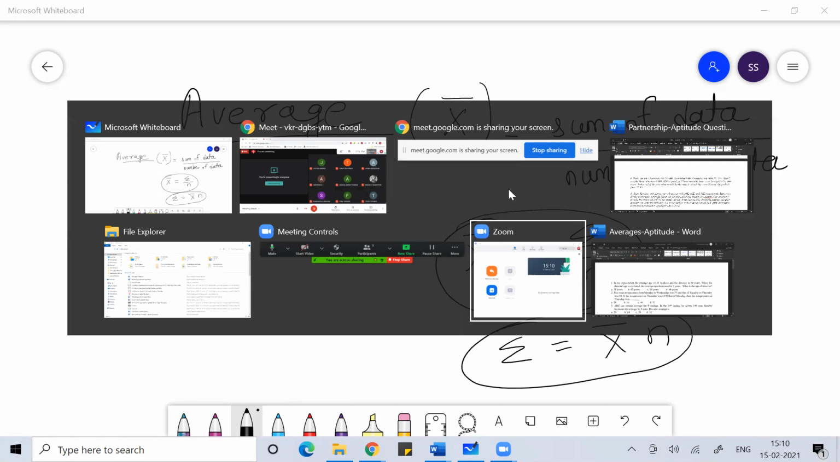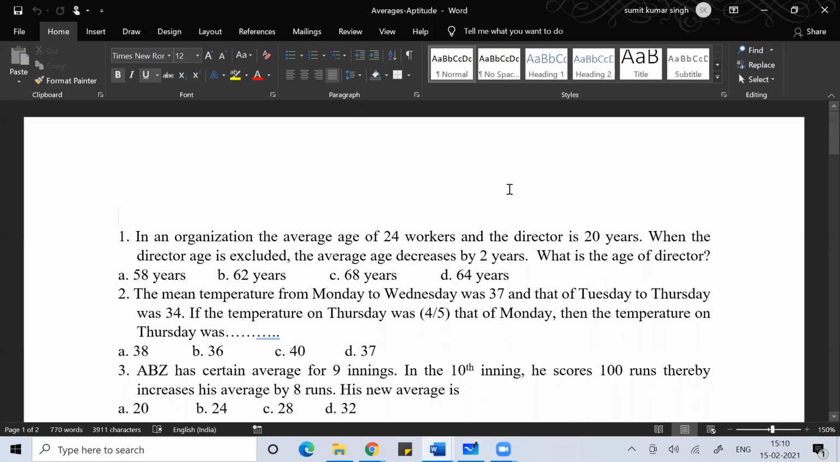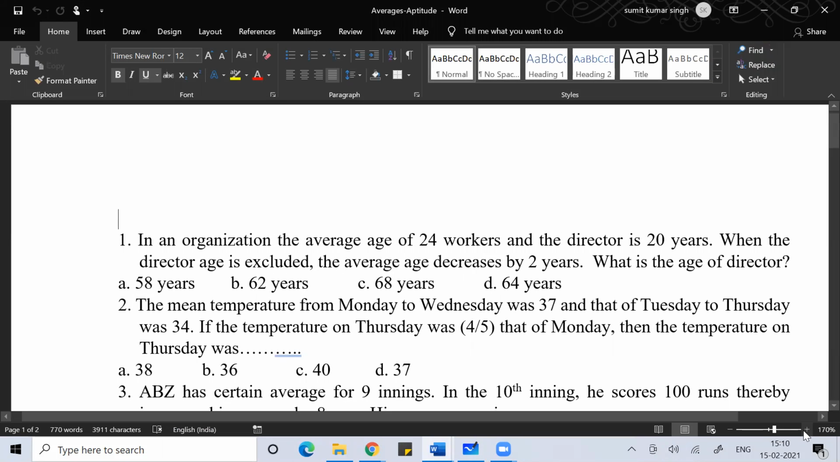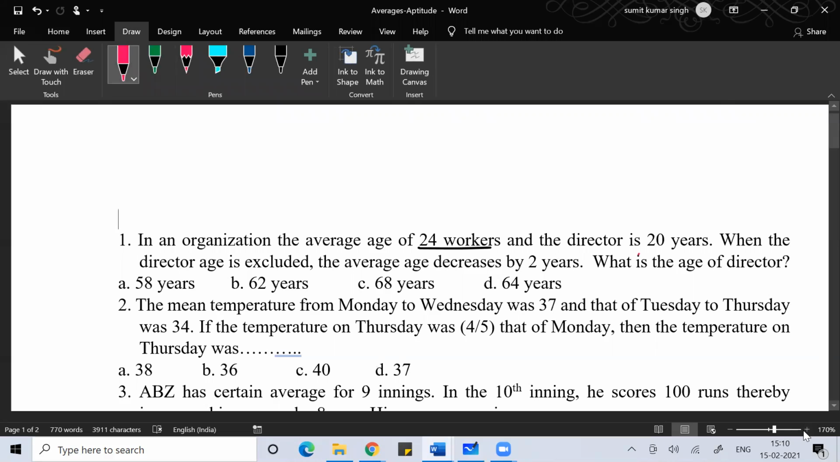When we talk about average, you can see, I hope my screen is visible to you. Question number one: in an organization, the average age of 24 workers and the director is 20 years. When the director's age is excluded, the average age decreases by 2 years. What is the age of the director? You can solve it very easily.